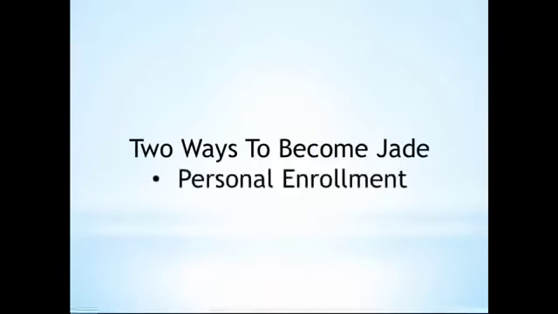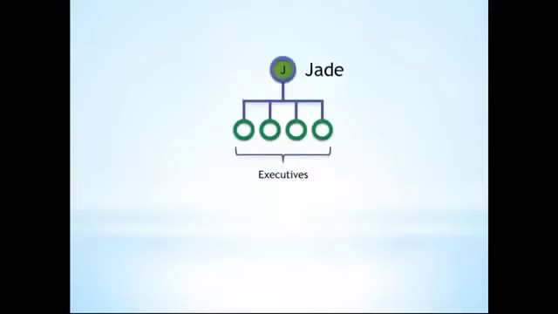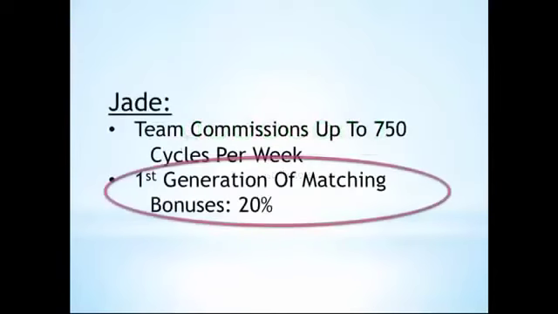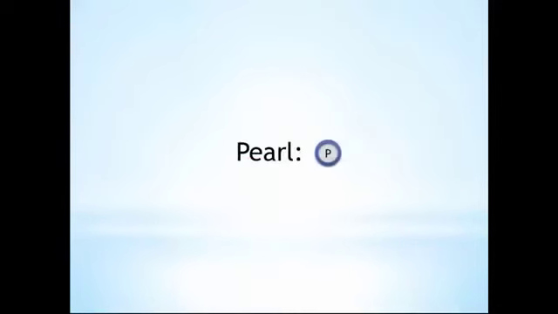The next rank is that of Jade. There are two ways to become a Jade, both of which are based on personal enrollment. The first is to personally enroll 4 executives. The second is to personally enroll 8 distributors. As a Jade, you're entitled to receive all the team commissions in addition to a first generation of matching bonuses at 20%. Following Jade is the rank of Pearl.